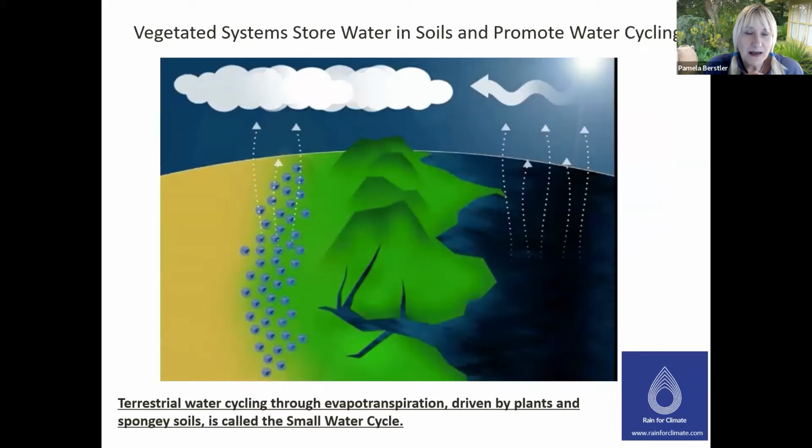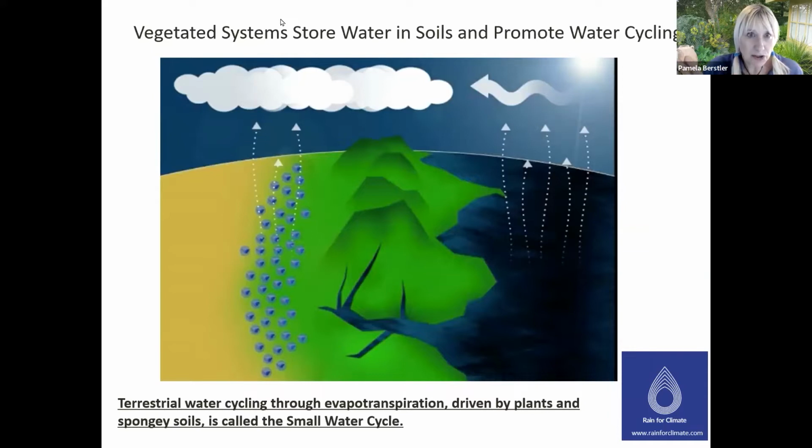So vegetated systems are actually doing some interesting things. First of all, we have already addressed this. We know that vegetated systems are storing water in the soil, and we know that they're promoting water cycling. So they're basically using the solar power to do this function. Now, that cycle of storing water in soil and then putting it back up into the atmosphere is evapotranspiration, and cycling, having that water condense and come back down on terrestrial areas is called the small water cycle.